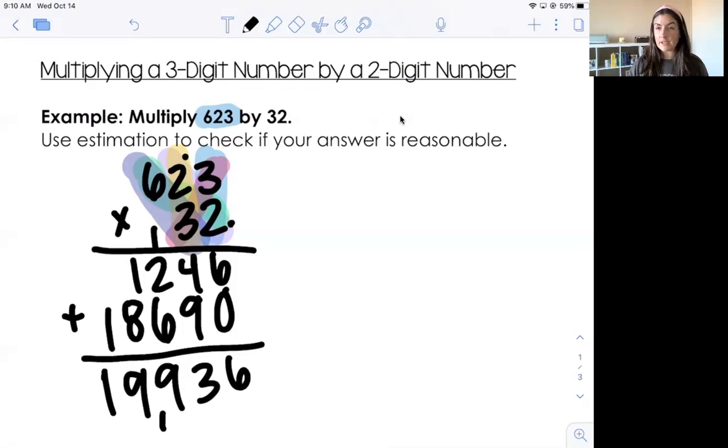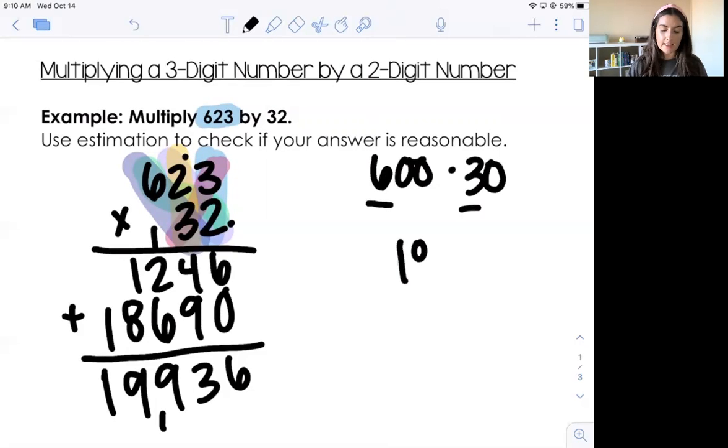So we have our answer, and it's always a good idea to check your work. As I've mentioned before, I think the best way to do that is to do the problem twice, but estimation is a faster strategy that we can use to see if our answer is reasonable. So thinking about the number 623, I could say that's about 600. 32 is about 30. So 6 times 3 is 18. And there I have my 3 zeros, which would go behind.